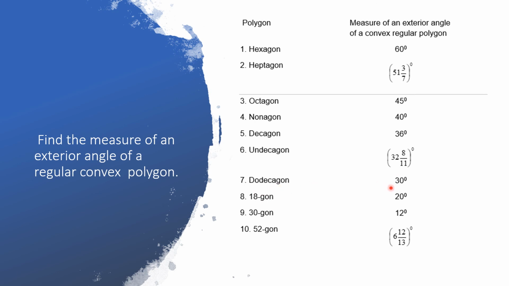For dodecagon, we have 30 degrees. For 18-gon, we have 20 degrees. For 30-gon, we have 12 degrees. And for 52-gon, we have 6 and 12/13 degrees.